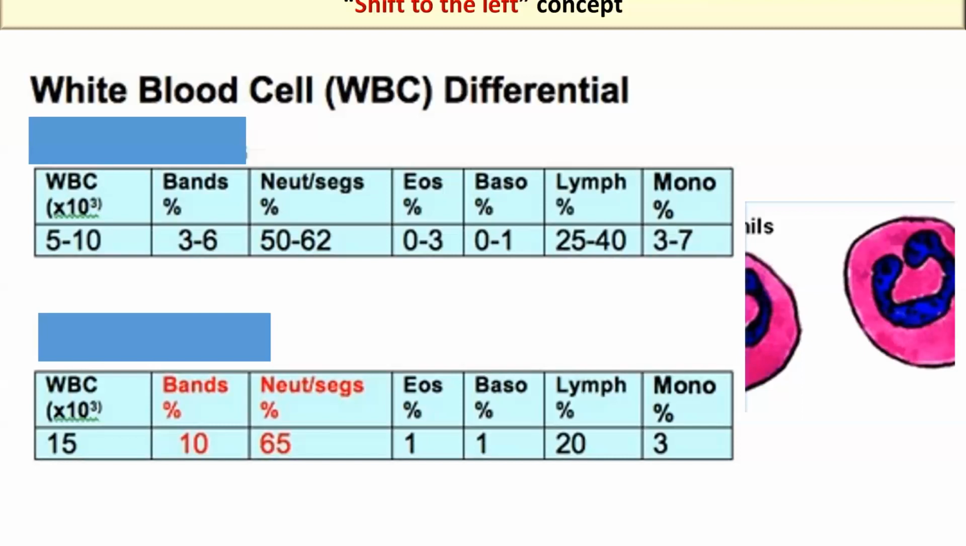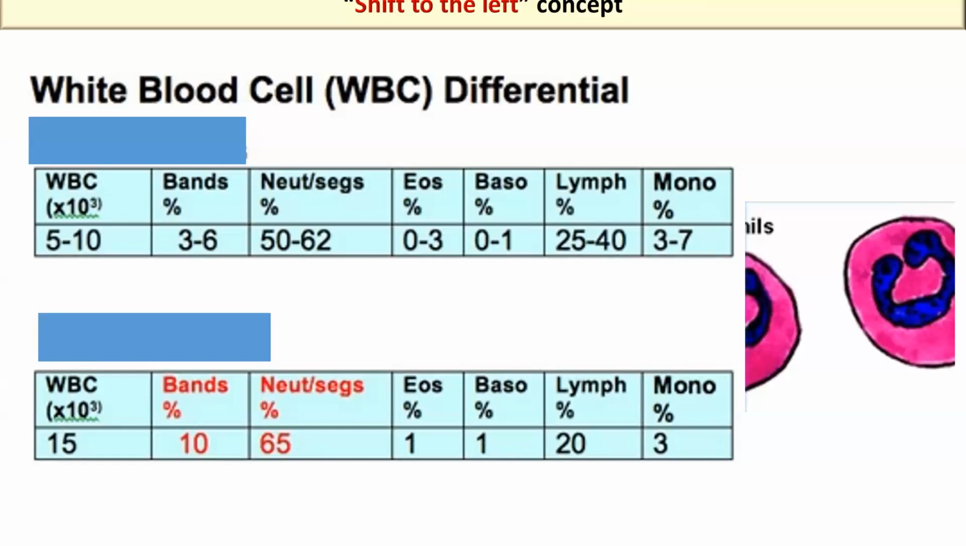So when the infection occurs, the bone marrow is going to start to rapidly produce neutrophils, because these neutrophils are the body's main defense against bacterial infections. As large numbers of these neutrophils are released in the bloodstream, increasing numbers are immature bands. So an increase in the bands is the primary indicator of the shift to the left phenomenon or concept.